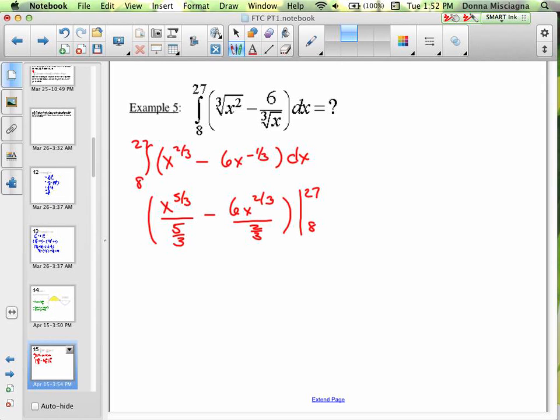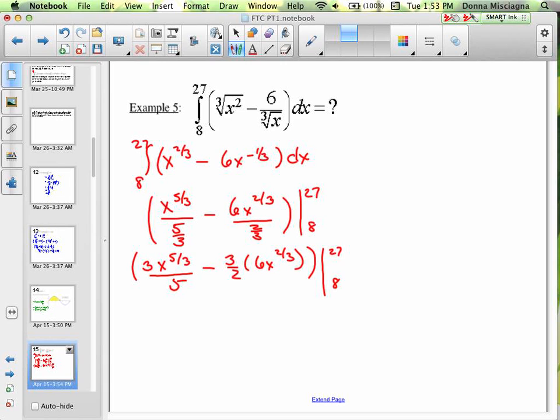These are perfect cubes. Now, dividing by 5/3 is the same as multiplying by 3/5. So we have 3x to the 5/3 divided by 5 minus, and then dividing by 2/3 is the same as multiplying by 3/2. So that would be 3/2 times 6x to the 2/3 power. And we're evaluating that from 8 to 27.